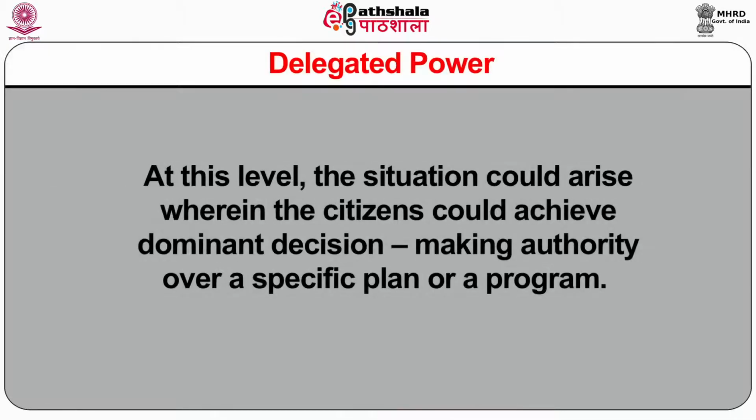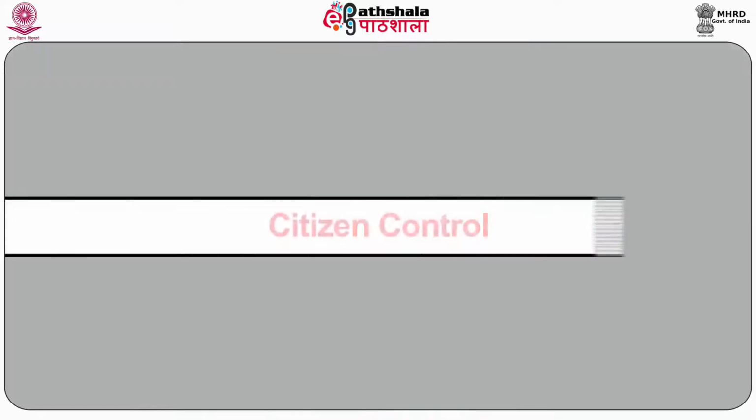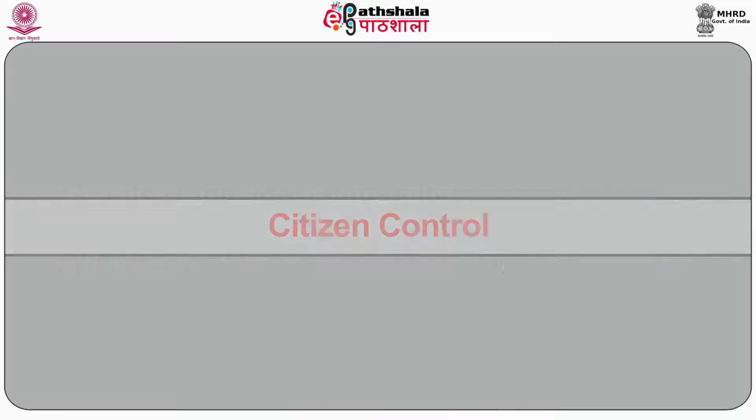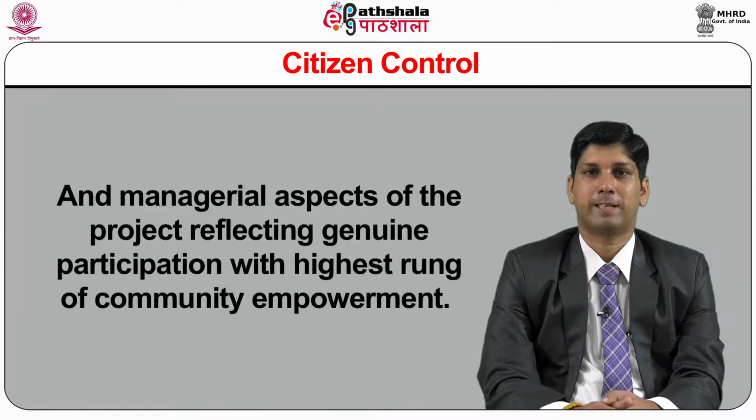The next one is the delegated power. At this level, the situation could arise wherein the citizens could achieve dominant decision-making authority over a specific plan or a program. They could be given charge to plan and execute a project on their own. Then there is citizen control. At this stage, the community members have full control on all policy-making, governance and managerial aspects of the project, reflecting genuine participation with highest rung of community empowerment.